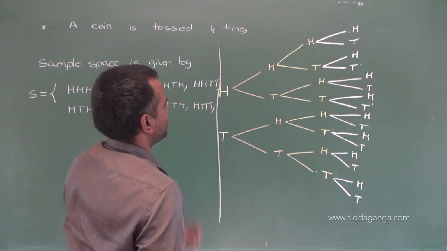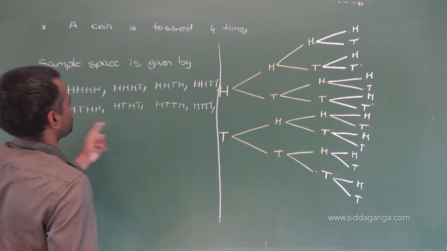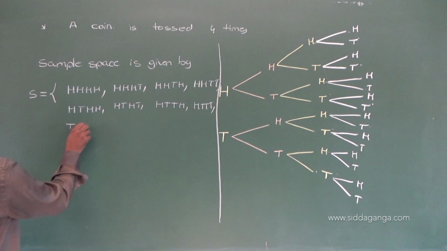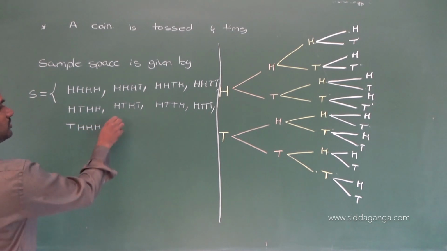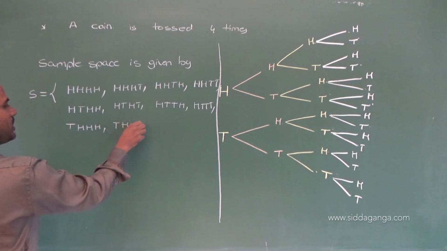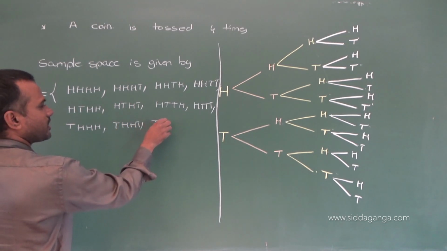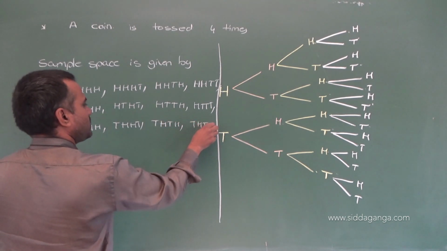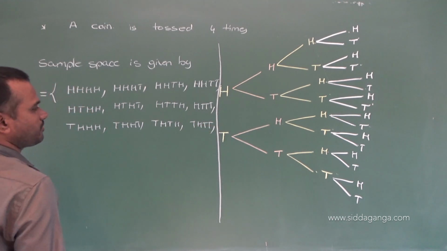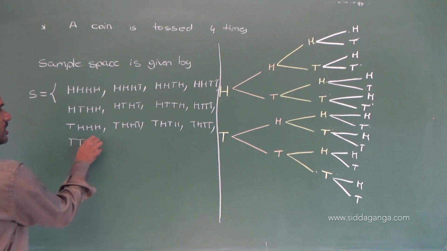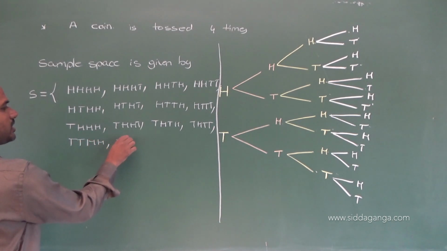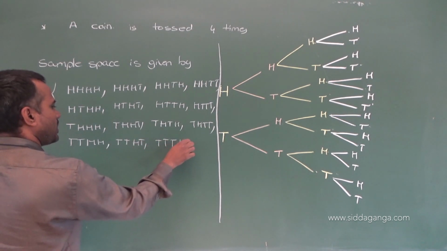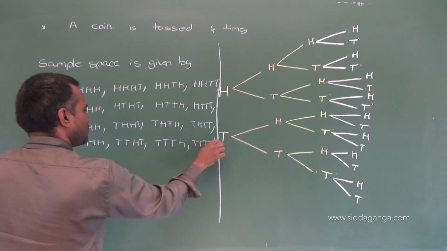This set is over, with respect to H being first. All in the experiment, H is first. Next, tail, head, head, head; tail, head, head, tail. Next, tail, head, tail, head; tail, head, tail, tail. Then next, tail, tail, head, head; tail, tail, head, tail. Next, tail, tail, tail, head. Next, all four are tail.